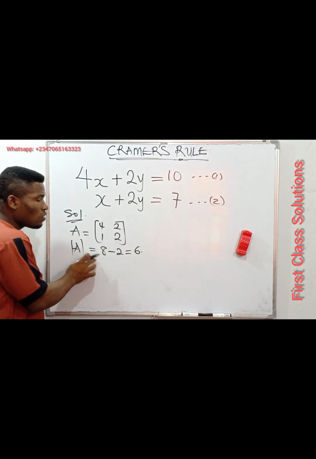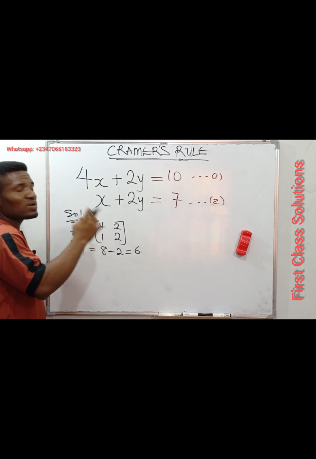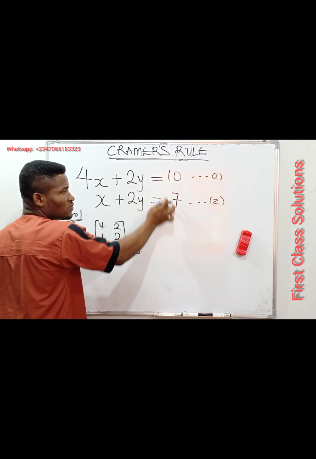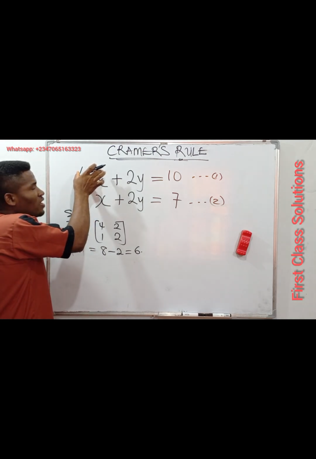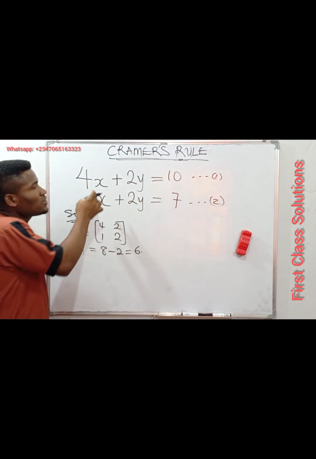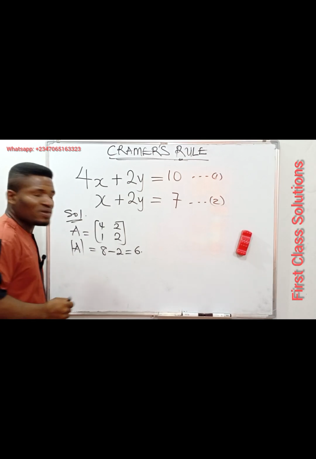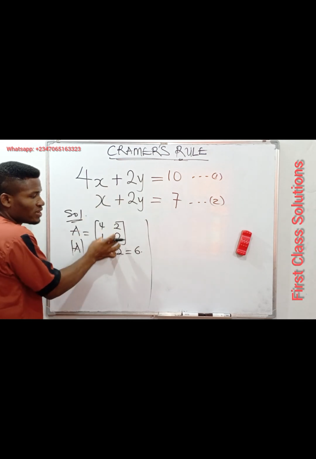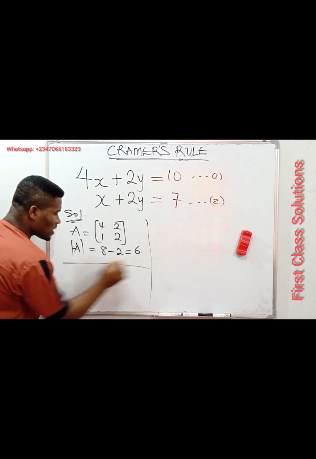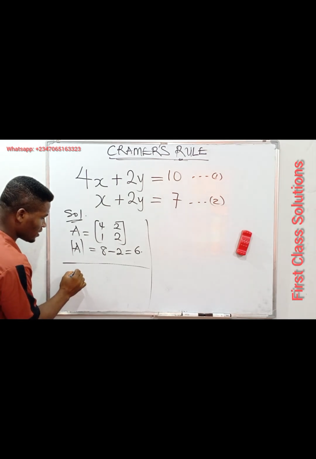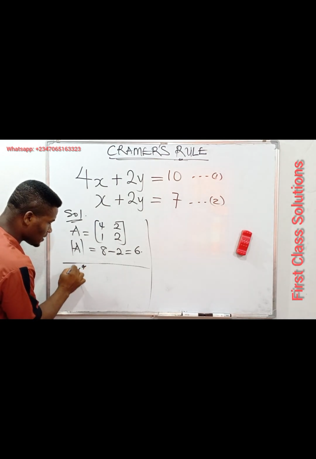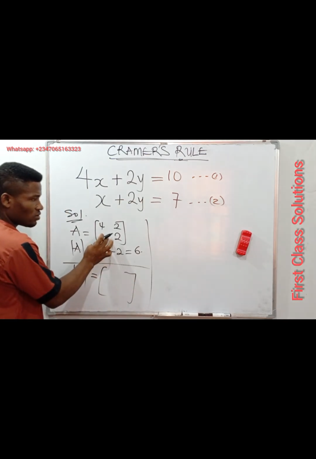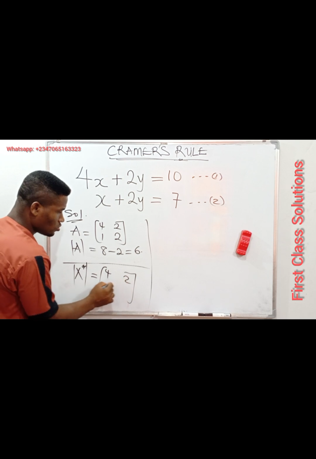The answer will come from getting another special kind of matrix, where we replace the coefficients with 10 and 7. That is the solution values here. 10 and 7 will replace each of the coefficients as we try to get x and y. From here, we get another special kind of matrix because we want to solve for x. Remember what we did from the coefficients: we got 4, 2, 1, 2.